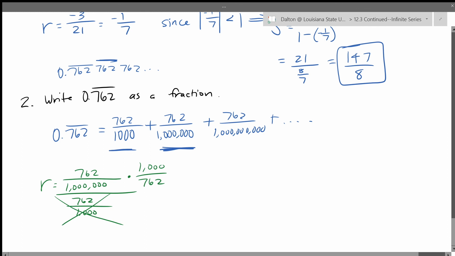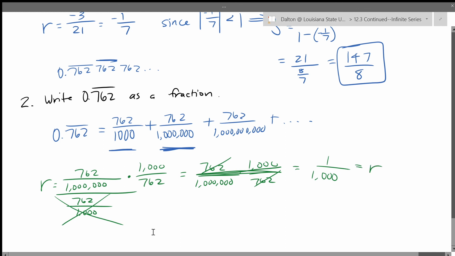And then when we multiply fractions, we multiply straight across, right? Let me rewrite this without muddying it up. Times 1,000 over 762. This essentially turns into one giant fraction. So then 762 over 762 cancels, and 1,000 over 1 million reduces to 1 over 1,000. So the common ratio is 1 over 1,000.